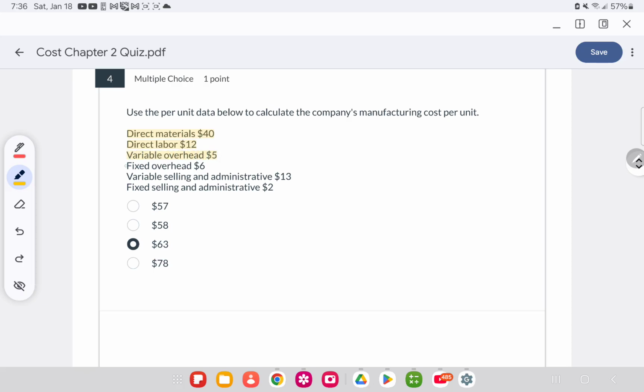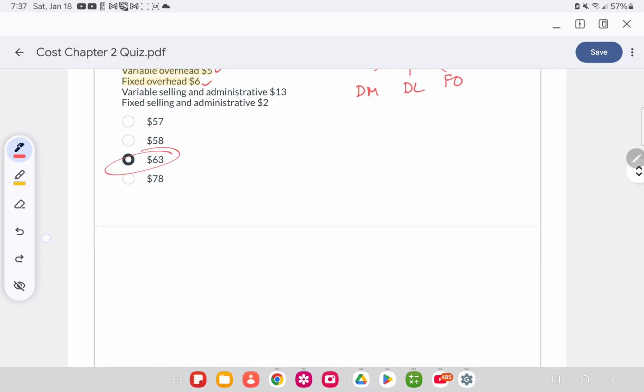Overhead is usually going to have a variable component and a fixed component, right? So if we're looking for manufacturing costs, which are the same thing as your product costs, I'm going to write this little thing over and over and over again, I feel. Direct materials, direct labor, and then overhead. There's your direct materials, there's your direct labor, and then overhead will usually have a variable and a fixed component. So that's 40, 52, 57, 63. There's our answer.